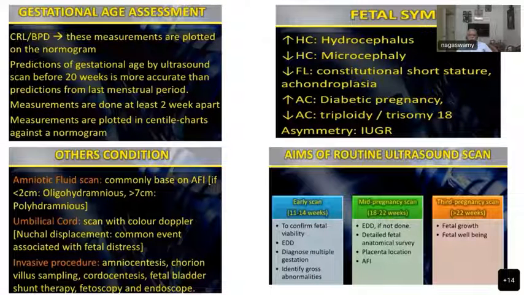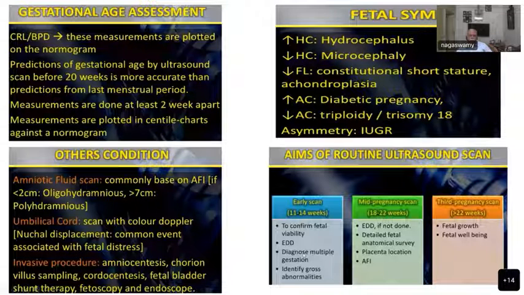And then the aim of routine ultrasound for the mother: the early scan is done between 11 to 14 weeks. This first confirms whether the fetus is viable or not. Sometimes you may be having a fetus, but the heartbeat may not be there. Then you can assess the expected date of delivery.